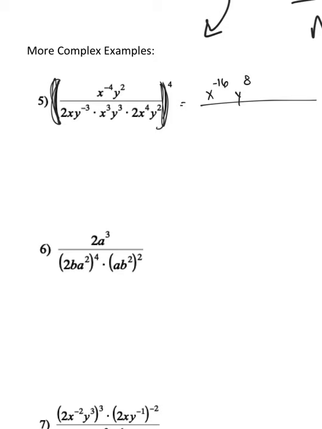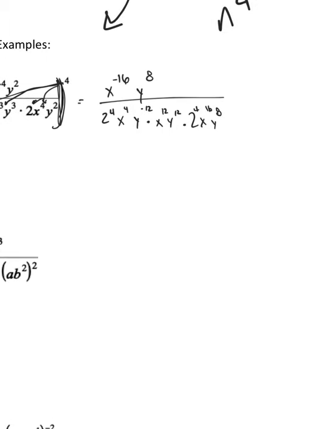Over, okay, so everything on the bottom is also going to get the exponent. So 2 to the 4th, x to the 4th, y to the negative 3 times 4, negative 12, times x to the 12th, 3 times 4, yep, x to the 12th, y to the 12th, times, now this last one, 2 to the 4th, x to the 4 times 4, 16, y to the 2 times 4, 8th.